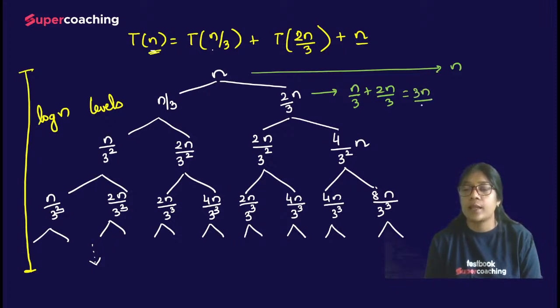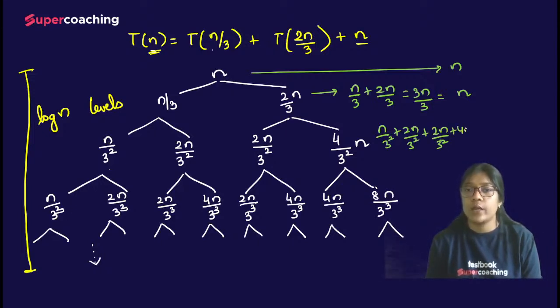3n by 3. So that is n only. At the next level, this comes out to be n by 3 square plus n by 3 square plus 2n by 3 square. So आपको ये सारी टर्म्स बार बार लिखने की जरूरत नहीं है. 4n by 3 square. 3 square is 9. न्यूमरेटर में देखो it's 1 plus 2 3 plus 2 5 and 9. 9n by 9 is n only.